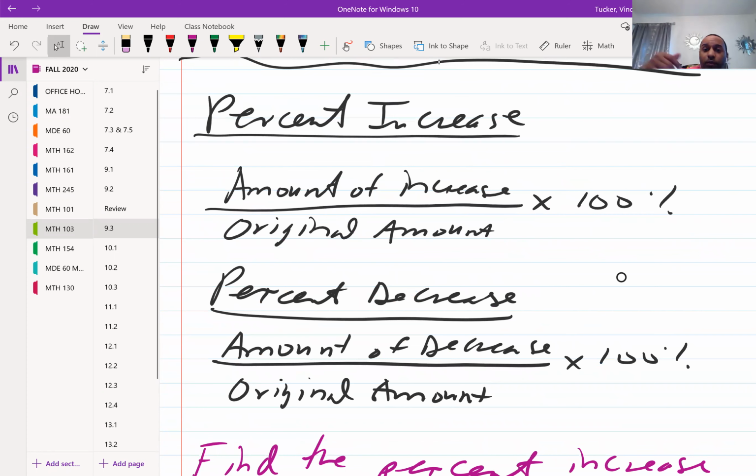For the percent increase, you find the amount of increase divided by the original amount, and then multiply that times 100%.